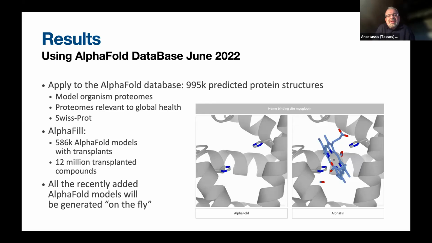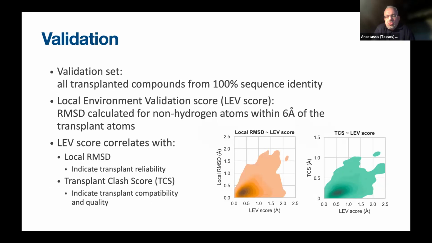When we did that work, there were only 1 million models in AlphaFold. This resulted in about 600 of them where we could find at least one ligand that would fit, and about 12 million transplanted compounds. When AlphaFold got expanded to 240 million, we decided not to do it, quite honestly, because this could be a big waste of electricity, calculating things that people would not be very likely to use, but we still give people the opportunity to do it.